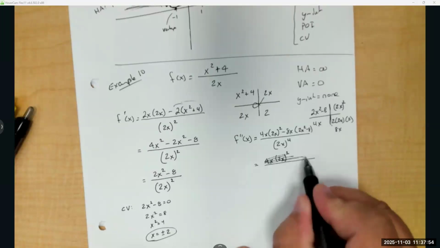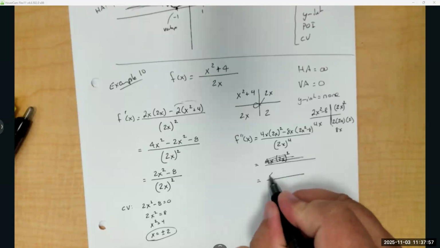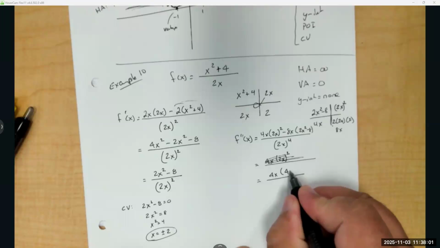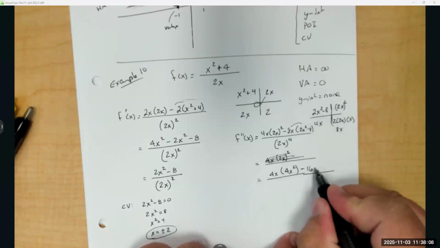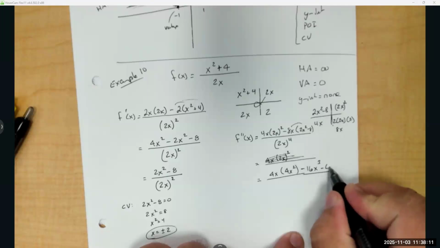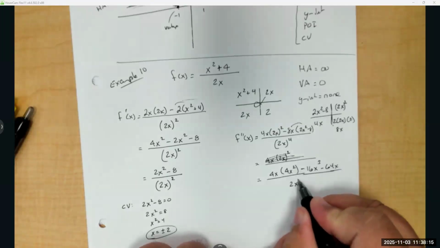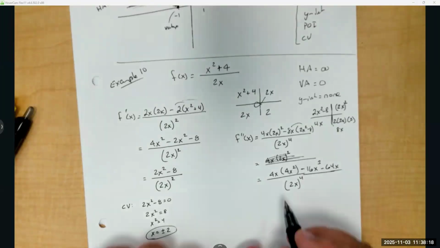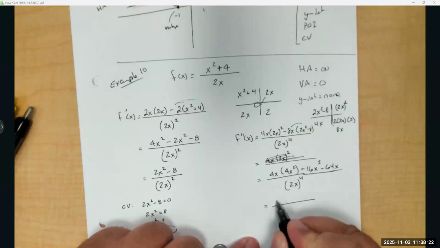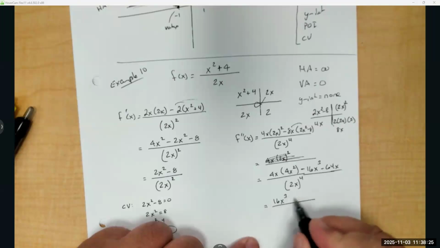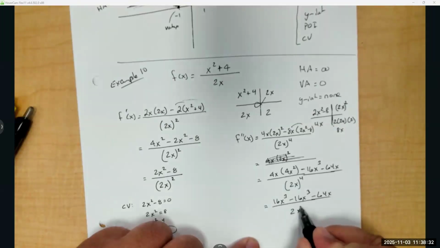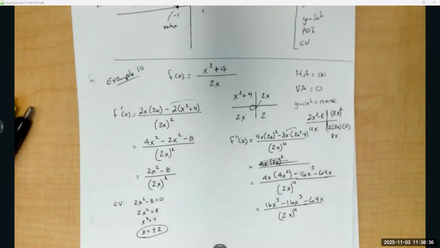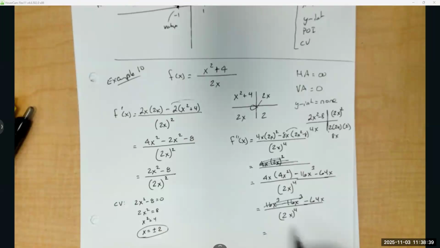Let's go ahead and simplify these. So we have 4x times 4x squared minus 16x cubed minus 64x, over 2x to the fourth. 16x cubed minus 16x cubed minus 64x. So those cancel. So it's negative 64x.